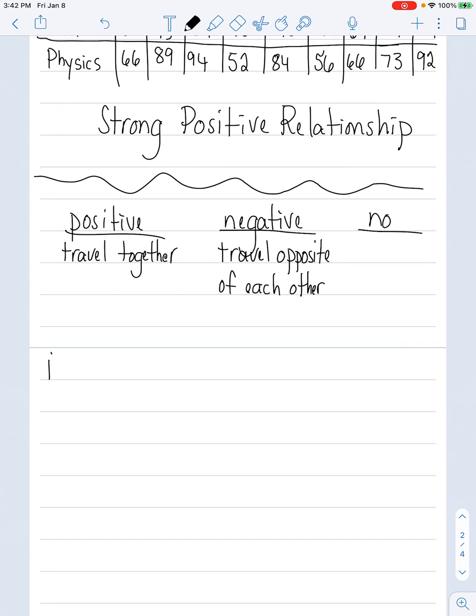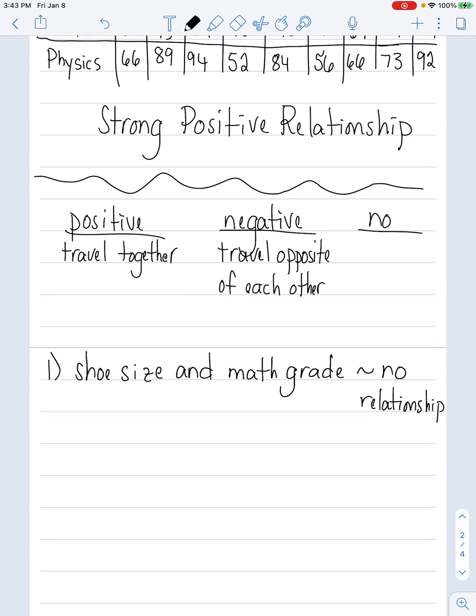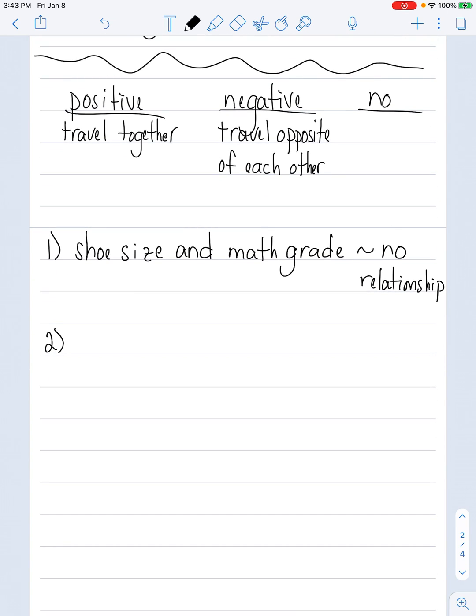So let's look at the first example. Is there a relationship between your shoe size and your math grade? A bigger shoe size doesn't make a bigger math grade. A bigger shoe size doesn't make a smaller math grade, so it's not negative. So there's no relationship or no trend or no correlation. Let's try a few more. So let's look at another one.